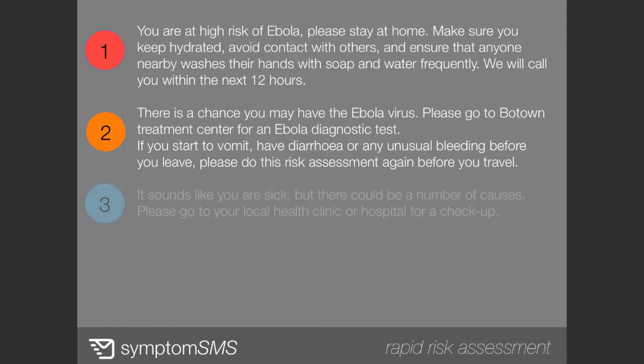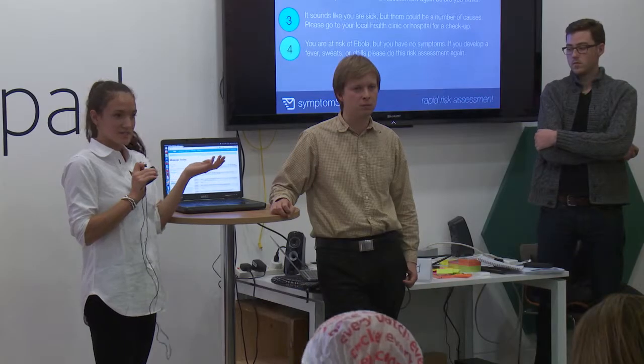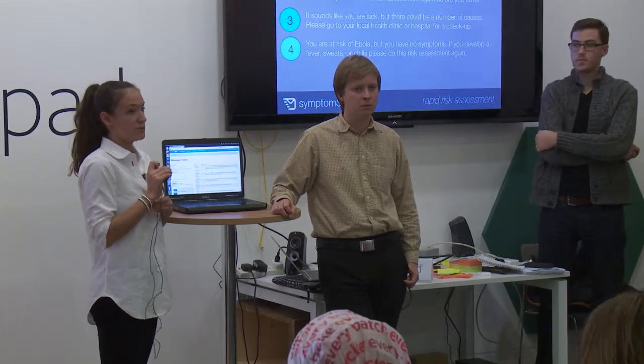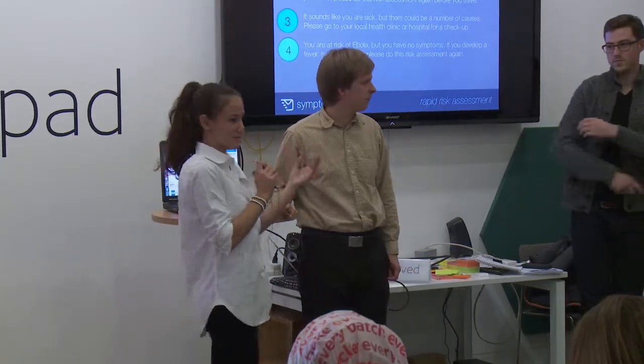The third risk category is for people that sound like they're ill, but it doesn't sound like it's Ebola, and we would advise them to go to the hospital. And then risk category 4 is someone who may have been somewhere that's at risk of Ebola, but they don't have any symptoms, so they'll be advised to monitor and do it again if they have a fever. So in many of these options, you are advised to do the risk assessment again if your situation changes, and you'll also have the option to request a call if you're confused. Now Dylan is going to talk to you about the interface.